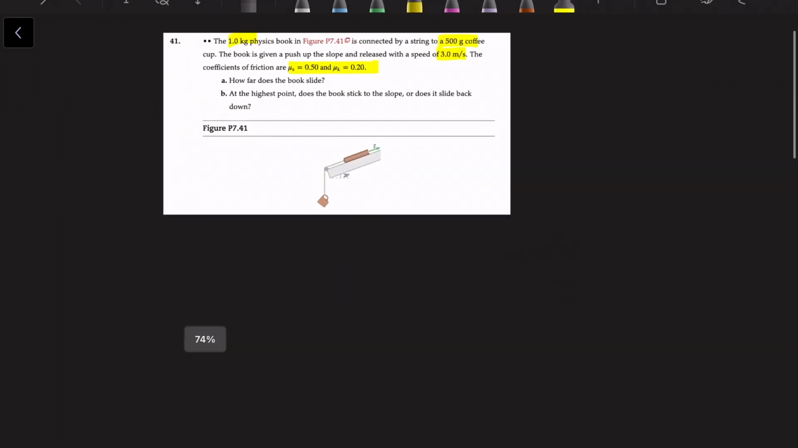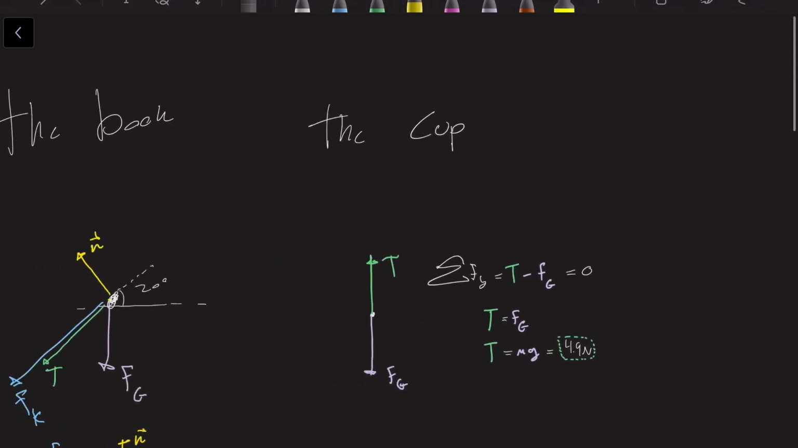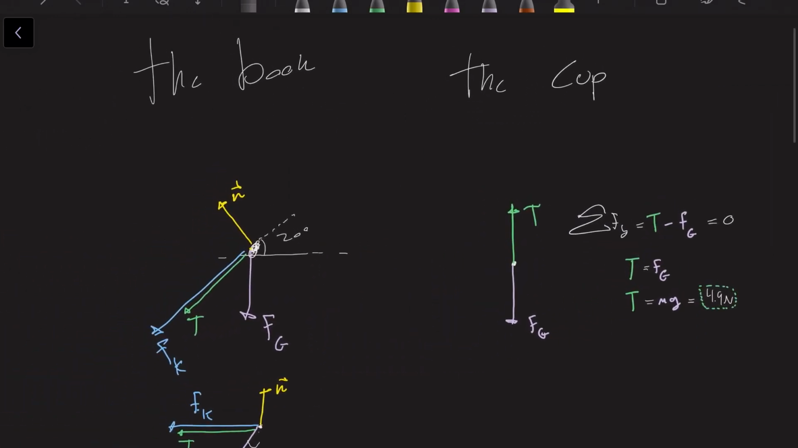We can look at the two force diagrams. This bottom one for the book, I've tilted off of the regular axis. We have our normal force, our friction force, our tension force, and of course gravity pulling that book down.